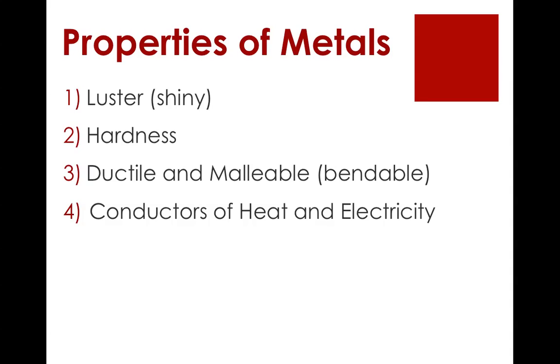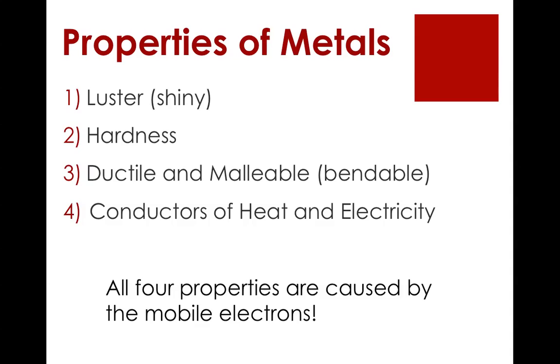Of these 4 properties of metal, all 4 are caused by, and direct results of, the fact that they have mobile electrons that can move around. It's what makes them shiny. It's also what makes them really hard, because they're bonded together really well. It's also what makes them bendable and ductile. And obviously, it makes them conduct electricity, because you have a lot of electrons ready to move out of the way and make electricity.